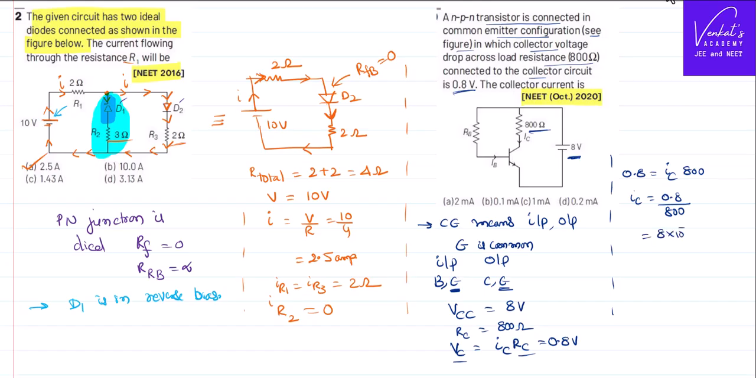This is 8 into 10 power minus 1. This is 8 into 10 power plus 2. So the plus 2 will go to the numerator and becomes a minus 2. Minus 1 and minus 2 is minus 3. So current is 10 power minus 3 ampere, which is also called 1 milliampere. So the answer for the problem is 1 milliampere.